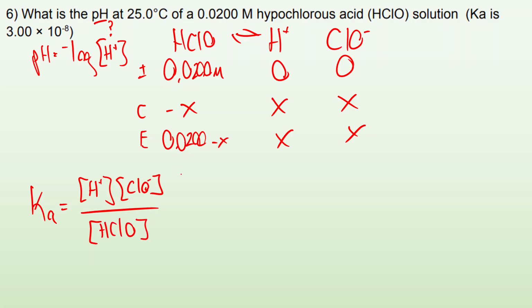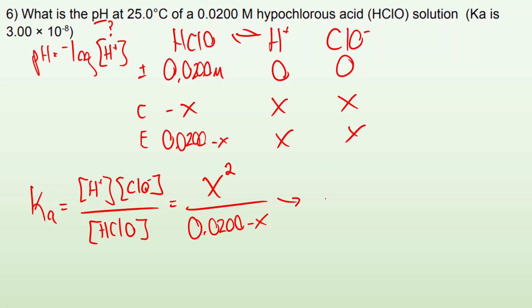So now I have my equilibrium values. I can plug in for X. Well, H plus is X, and ClO minus is also X, so it's really X squared divided by, and at equilibrium, the HClO is going to be 0.0200 minus X. So now I do a bunch of algebra, and I rearrange to get it into the AX squared plus BX plus C format.